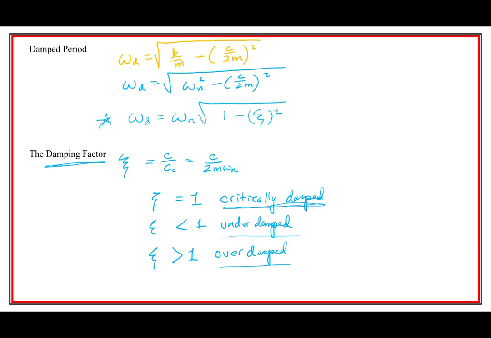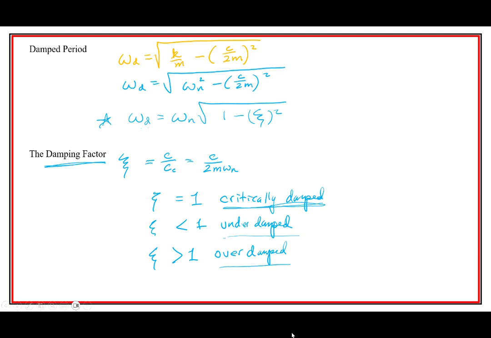Kind of gives an impression overall of the relationship between the damped natural frequency and the undamped natural frequency. You'll notice that the damped natural frequency is always going to be less than the undamped natural frequency, right? Because we're going to subtract from 1, and this is always going to be squared, so it's always going to be a positive number, so it's always going to be the square root of something less than 1 multiplied by the natural frequency. So that's kind of useful.